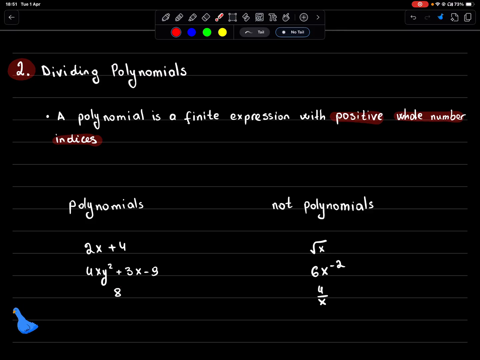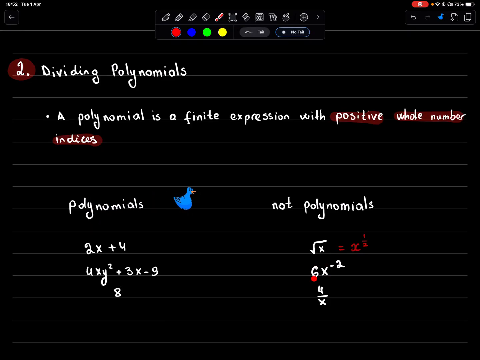However, square root of x is not a polynomial, because the square root of x means x to the power of 1/2, where we said in the definition of the polynomial it has to be positive whole number indices. That's positive but not a whole number.